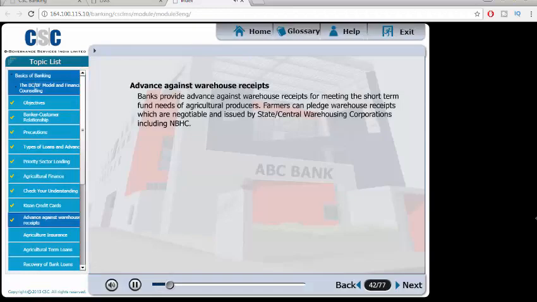Banks provide advance against warehouse receipts for meeting the short-term fund needs of agricultural producers. Farmers can pledge warehouse receipts which are negotiable and issued by state, central warehousing corporations including NBHC.